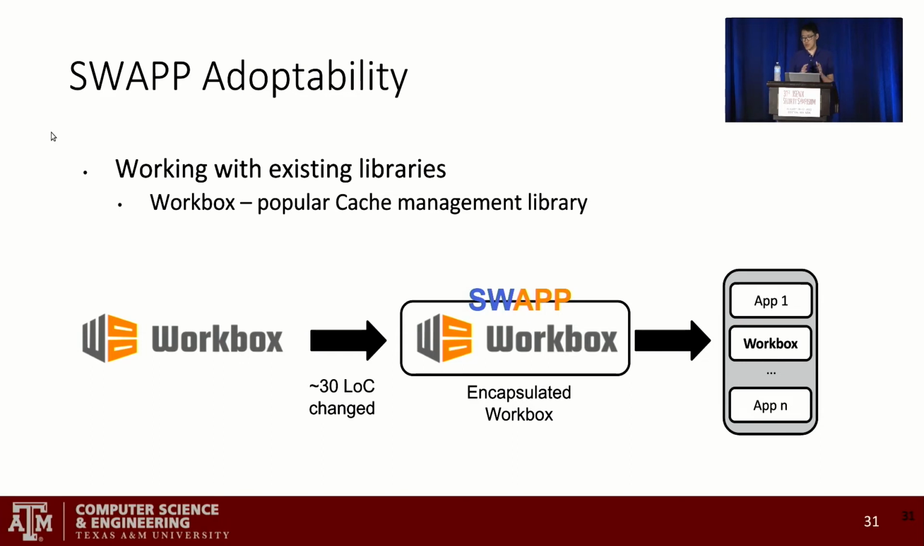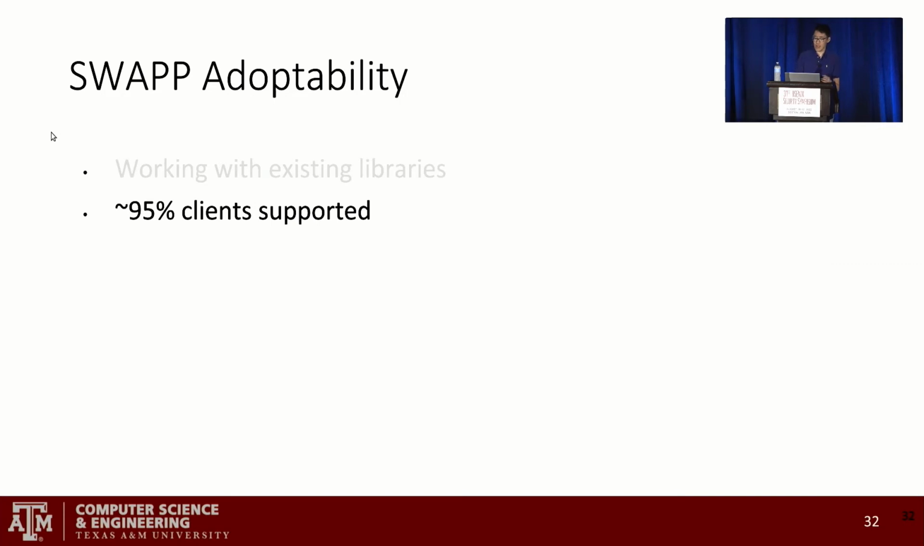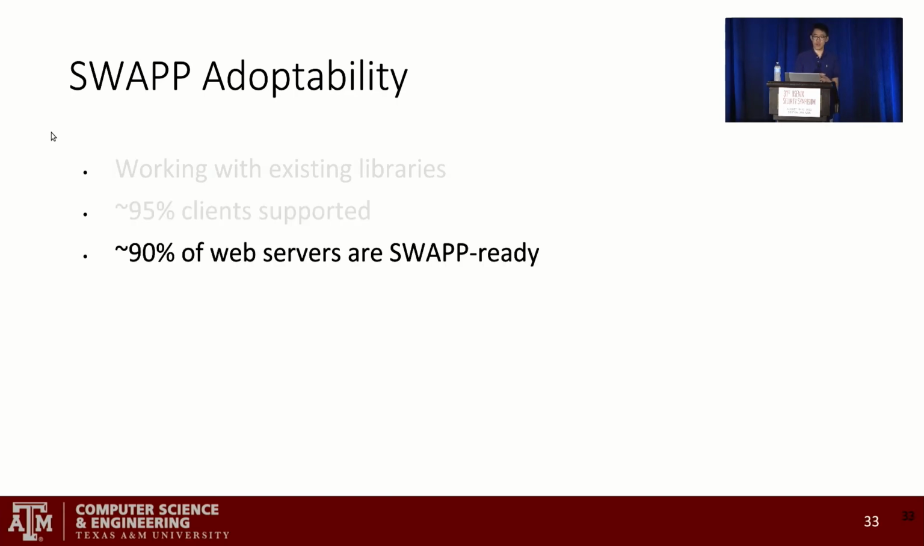For the adaptability of SWAPP, I want to mention an existing cache management library called Workbox. As I mentioned, service worker is used in many ways, including for offline usage and push notification. So it's possible that there are existing libraries that websites are already using. We show that SWAPP can be adopted by developers easily by encapsulating Workbox, by simply changing 30 lines of code. And according to our statistics, 95% of the clients already support SWAPP APIs, and 90% of web servers are SWAPP ready.